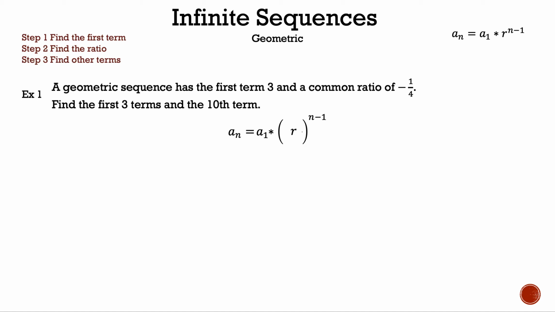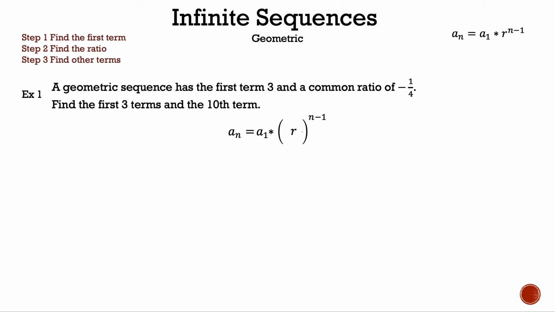Now, let's read the question. A geometric sequence has the first term 3 and a common ratio of negative 1/4. Find the first 3 terms and the 10th term. We already have the nth term formula on the screen, which is a sub n is equal to a sub 1 times r raised to the power of n minus 1.